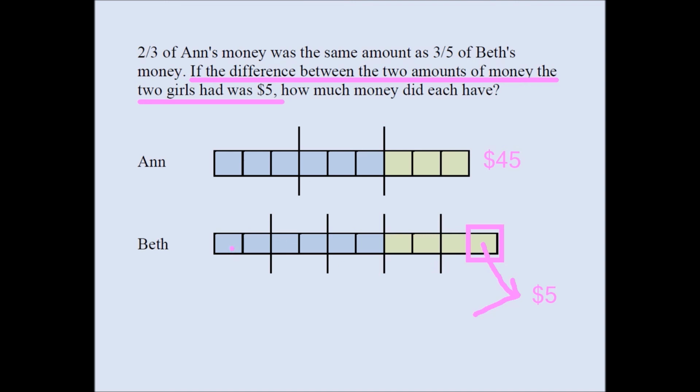Beth, 10 rectangles represent Beth's entire amount. Each small rectangle is worth $5. So Beth originally had 5 times 10, $50. This is Beth's amount. This is Anne's amount.